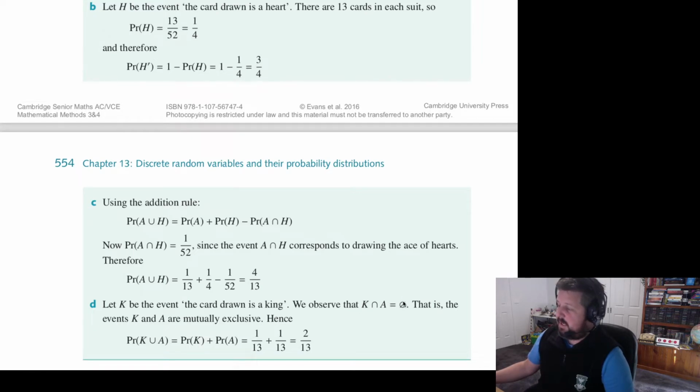So basically saying it cannot be done, it's null, it cannot be the intersection of those. They're mutually exclusive. So to find out K union A, it's just the probability of K plus the probability of an ace. So the probability of a king and the probability of an ace, add those together and it's 2/13.